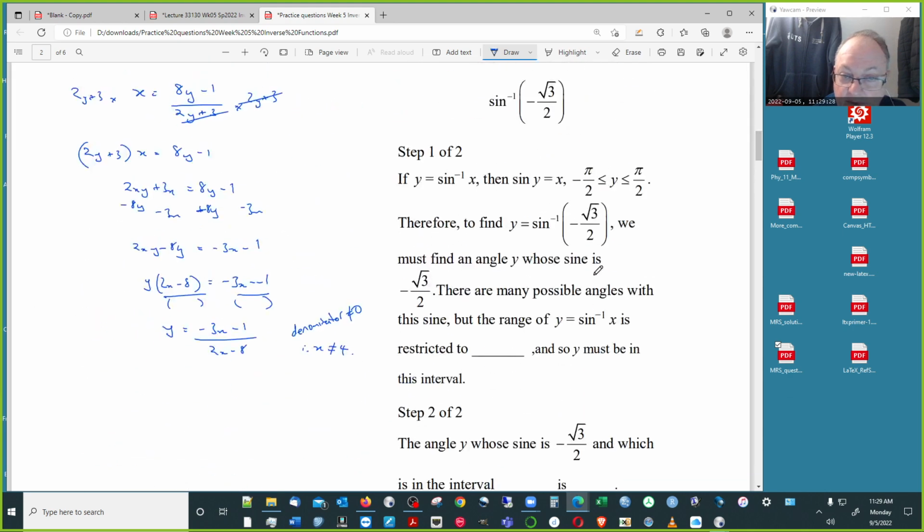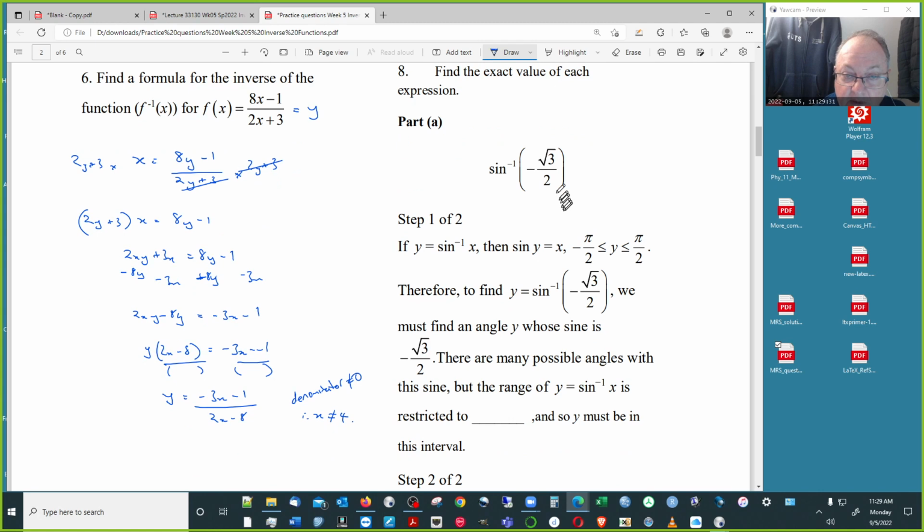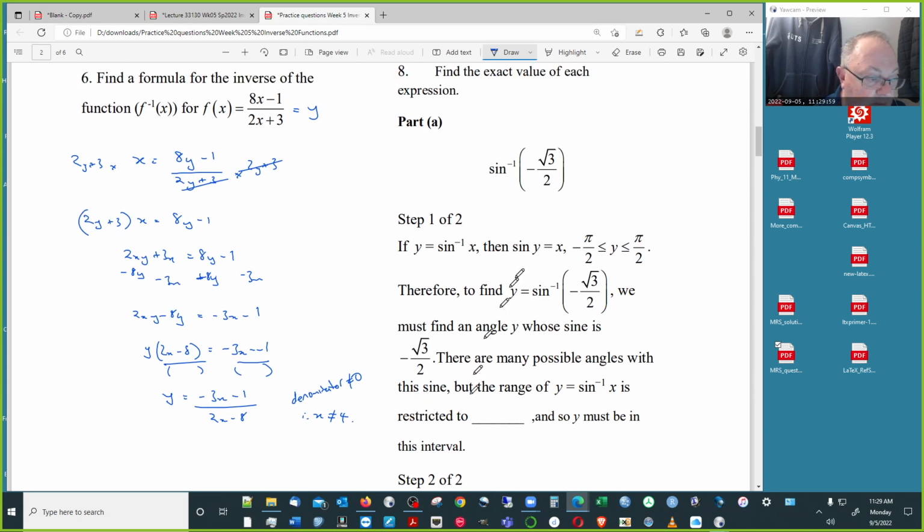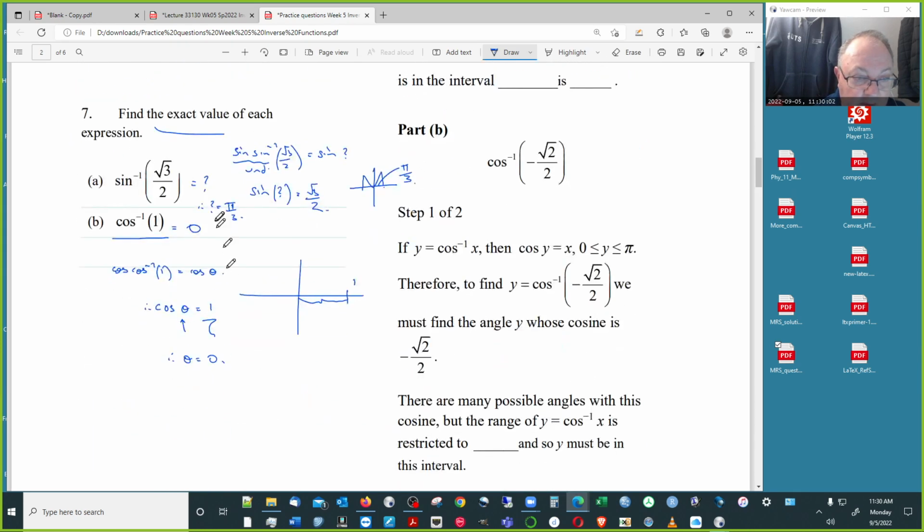Alright, so what do we got here? Find the exact value of each expression. Well, it's the same kind of thing. There are not many possible angles, there's a few possible angles, with this sign, but the range is restricted, and so it must be in this interval. Okay, so the same kind of thing. We almost did this down here, didn't we? We did do it down here.